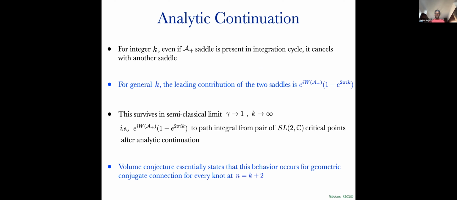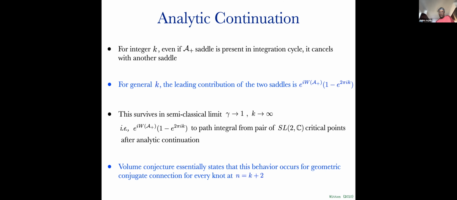So for integer values of the level, even if the geometric conjugate connection is present in the integration cycle, it cancels against another cycle. For general values of the level, a leading contribution arises from two saddles, and it's given by e to the I w evaluated at the geometric conjugate connection times 1 minus e to the 2 pi ik. So at k equals 1, this of course cancels. This evaluation survives in the semi-classical limit where gamma goes to 1 and the level goes to infinity.